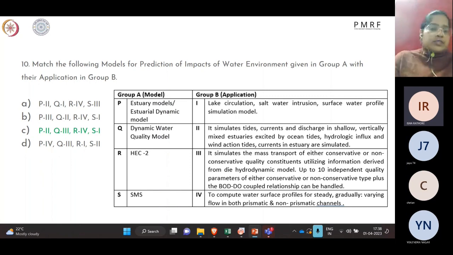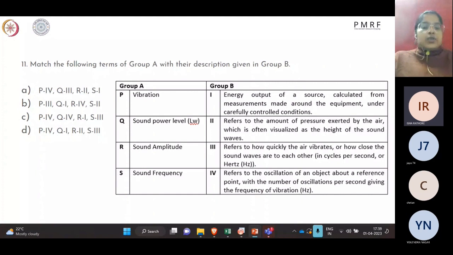So this is again match the following terms, and these are related to the definitions and concepts around noise. So in Group A, we have vibration, sound power level, sound amplitude, and sound frequency. And in Group B, we have their descriptions and their measurement units. So just a tip, if you cannot remember a definition, you can try to match the units of the quantity. It has a unit and it is mentioned in the match the column group.